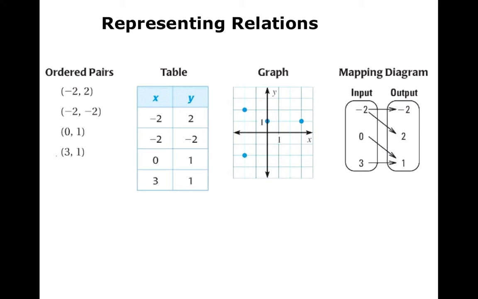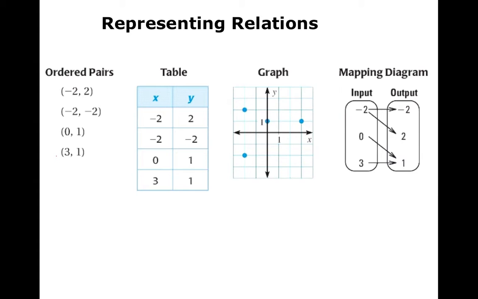Finally, a way that you may or may not have seen, might be new to you, is called a mapping diagram. Here we see the inputs and the outputs. The inputs have arrows pointing to the outputs. This is called mapping. So for example, from the input -2, we have 2 arrows going to -2 and 2. The reason for that is that the input -2 produces both of those outputs.